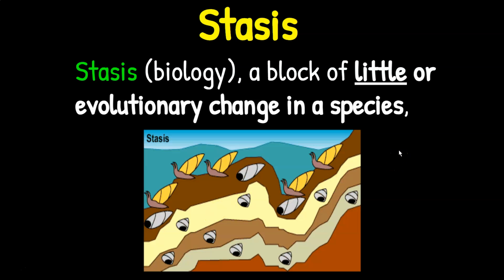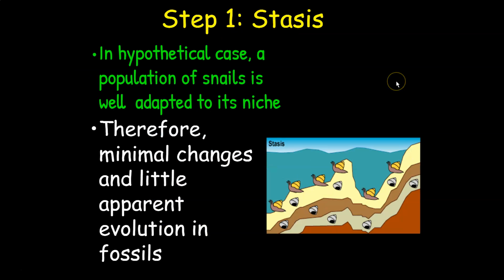Okay, stasis. Stasis is all about remaining the same. So it's a block of little or no evolutionary change in its species. So it's like it's the same for a long time. So this is an example of how it would happen, right?